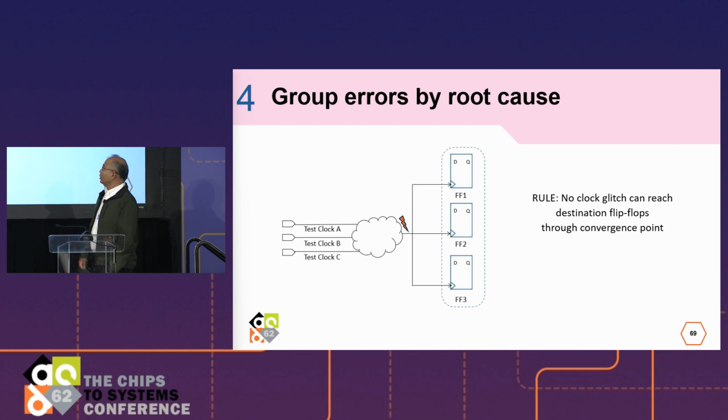Number 4, grouping violations by root cause will speed up the debug, as it is more efficient to analyze and fix the one root cause versus multiple violation endpoints.